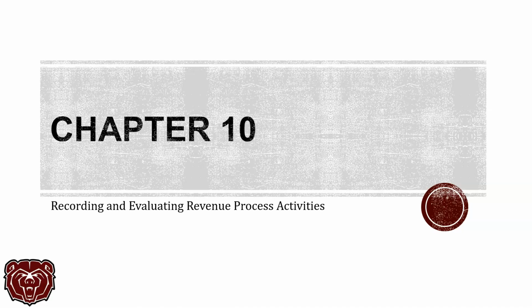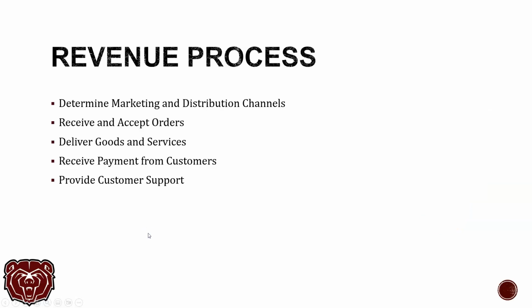Okay, so let's start running through chapter 10 here and talk a little bit about recording and evaluating a part of the revenue processes. If you recall, the revenue process really starts with determining marketing and distribution channels. What are we going to sell? Where are we going to sell it? That kind of thing. Then you're going to receive and accept orders from customers, deliver goods and services to those customers, receive payment from those customers, and then finally provide any customer support related to the items that you sold or the service that you provided.